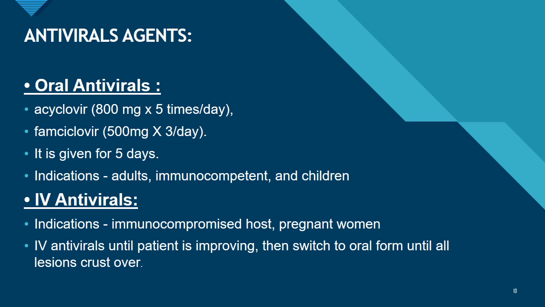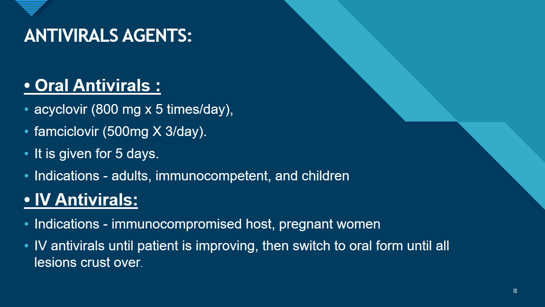Indications of oral form include adults, immunocompetent patients, and children. And in IV form, if the patient is immunocompromised or a pregnant woman. It means if the patient is immunocompetent and an adult or child, then you will give the oral form. And if the patient is immunocompromised or she is a pregnant woman, then you will give it in intravenous form. Oral form includes two drugs, acyclovir and famciclovir. Acyclovir dose is 800 mg 5 times a day, and famciclovir is 500 mg 3 times a day, and it is given for 5 days.